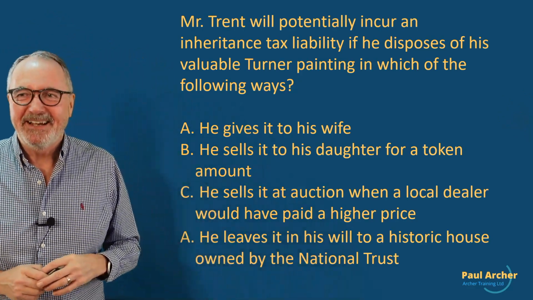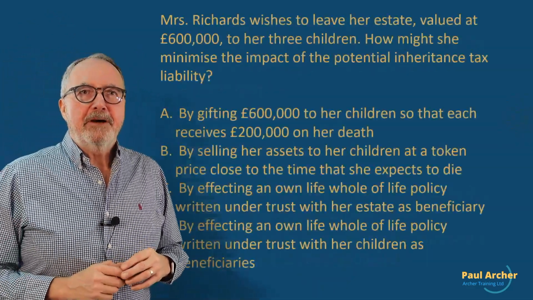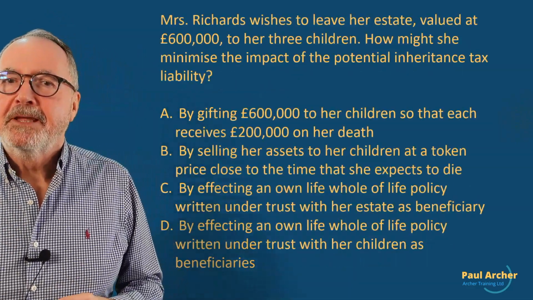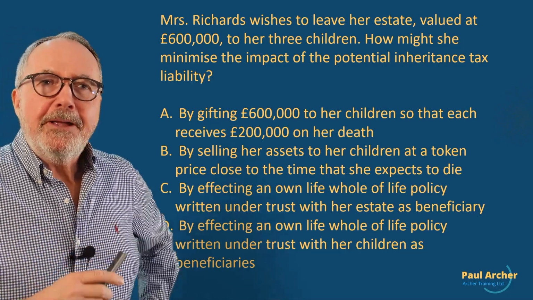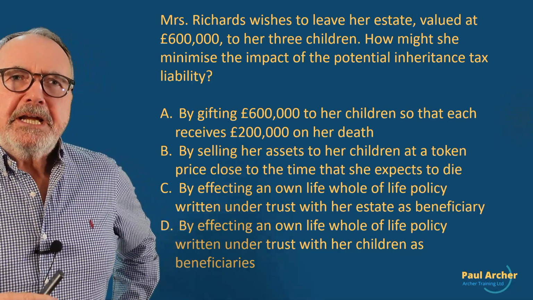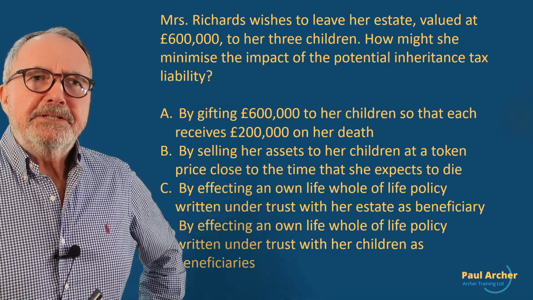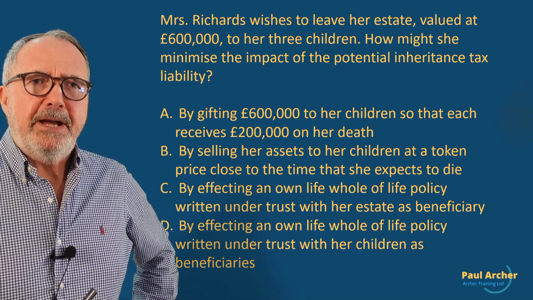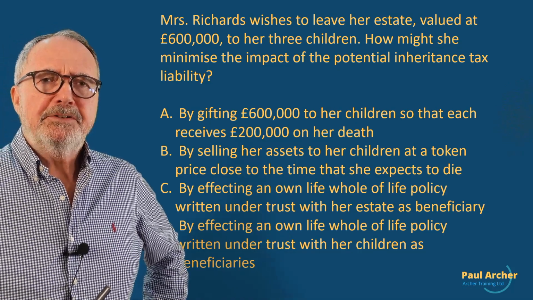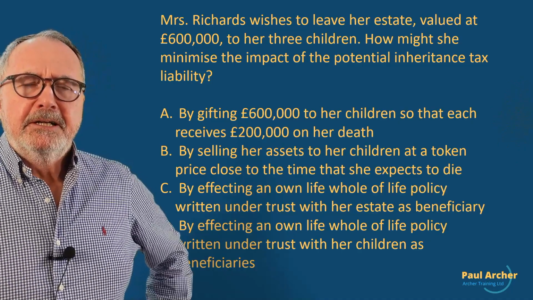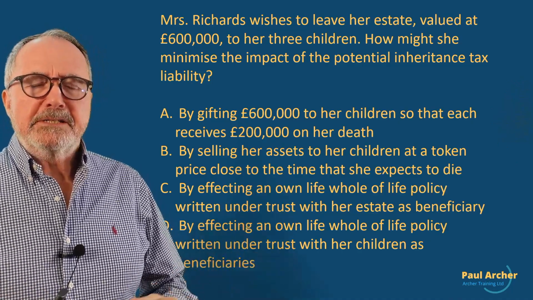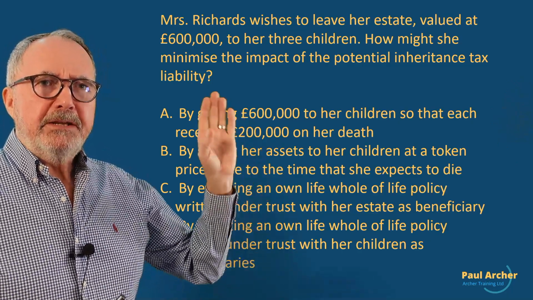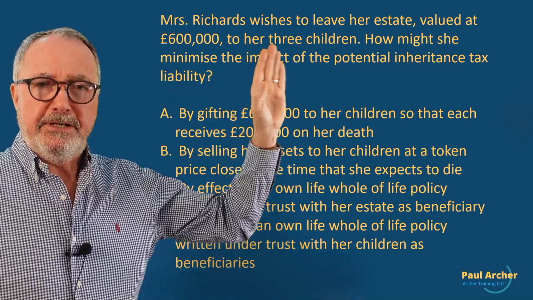Okay, we're having fun here, aren't we? Got a couple more for you. So here we've got Mrs. Richards. Now, Mrs. Richards, I think this is the last one for you. She wishes to leave her estate valued at £600,000 to her 3 children. How might she minimise the impact of the potential inheritance tax liability? Well, she could have done something during her life and created PETs and things like that, but she didn't. So she's giving £600,000 to her 3 children in her will.